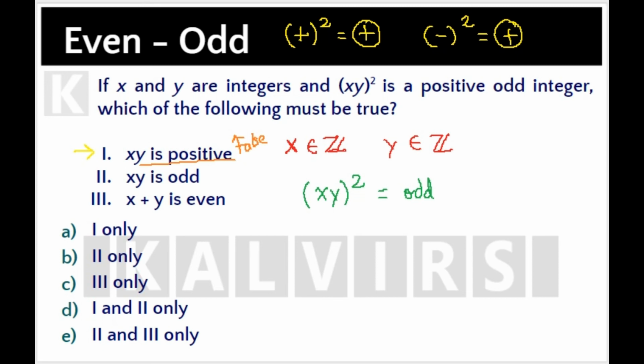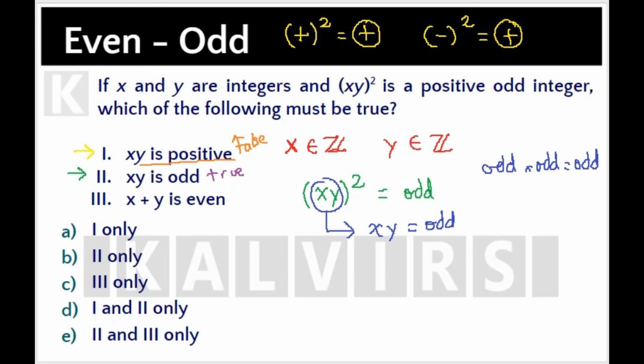Now, number 2, x times y is odd. If an integer squared is odd, according to the rules, then the integer must be odd as well, since odd times odd is always odd. Therefore, number 2 is true.